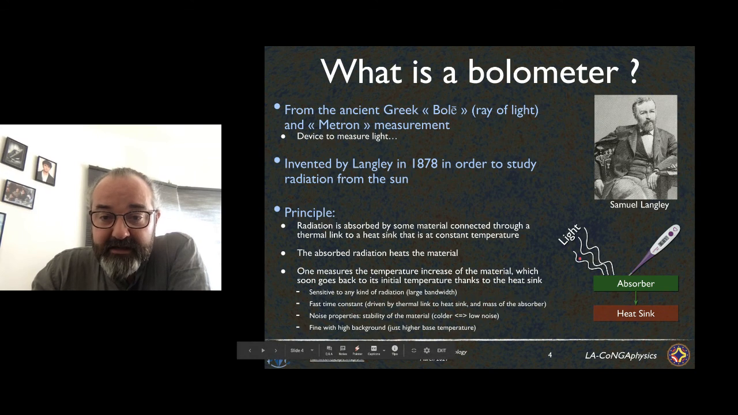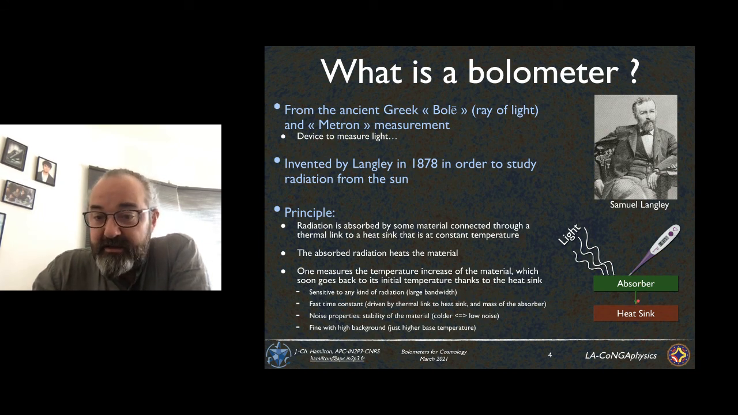Well, the principle is rather simple. You have light that is absorbed by some material, which is connected through a thermal link to a heat sink, so that the absorber here is at constant temperature. Then when the light comes into the absorber, it heats the material, and we can measure the temperature increase of the material, which will soon go to its initial temperature thanks to the connection to the heat sink.